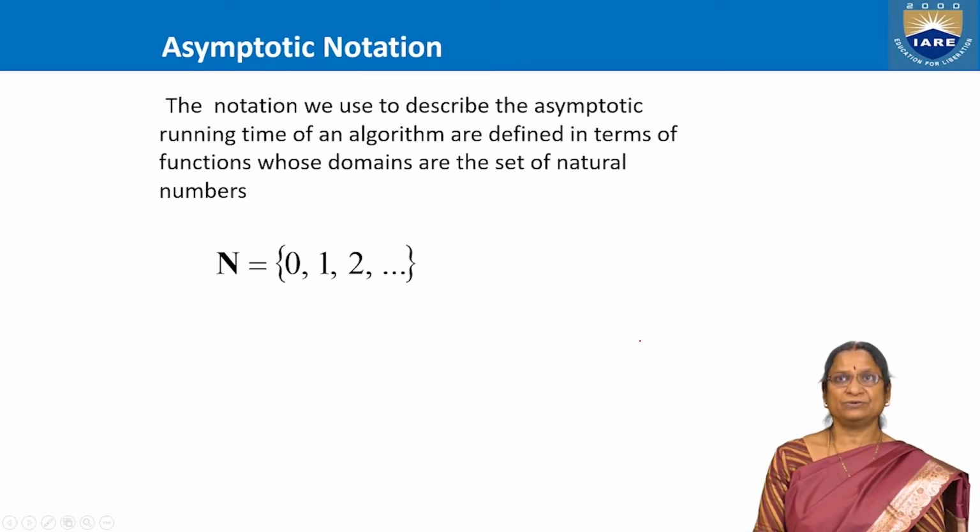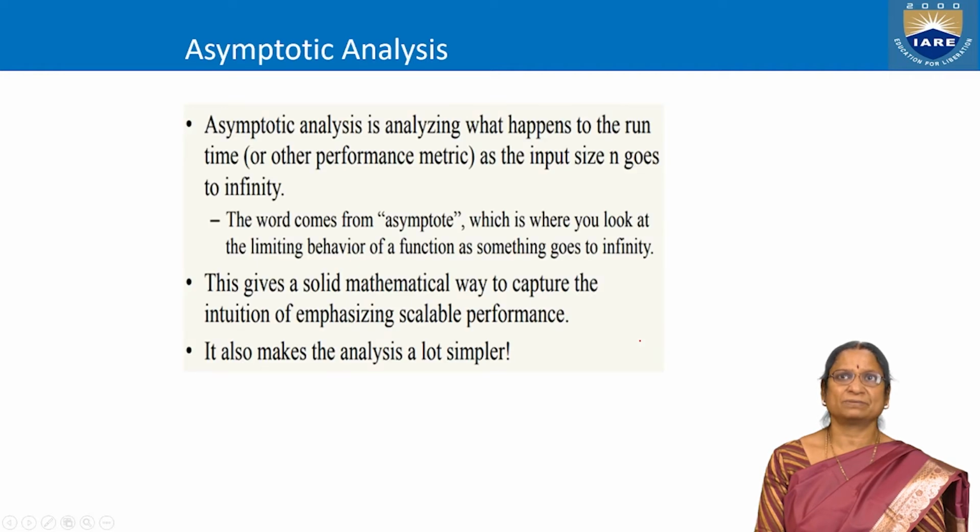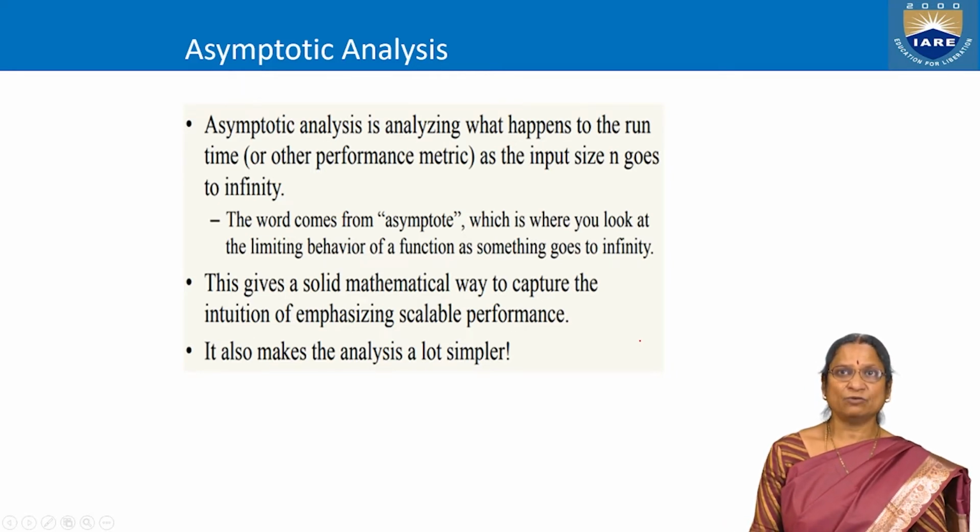Asymptotic notations are used to describe the running time of an algorithm, generally in terms of functions whose domains are integers or natural numbers. What is asymptotic analysis? It is analyzing what happens to runtime or any other metric, memory space also, as the input size n goes to infinity. Similar to limits in mathematics, when the input size keeps increasing, what happens to the running time or any other performance metric of the algorithm? The word comes from asymptote, where we look at the limiting behavior of a function as something goes to infinity.